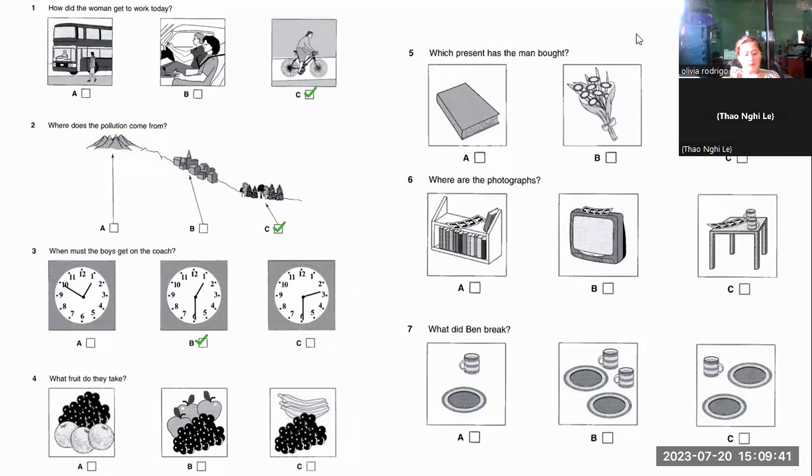Four. What fruit do they take? Mum, have we got any fruit to take on the picnic? There were some oranges and bananas. Here are the bananas. Let's take those. Oh, the oranges have all gone. What about taking some grapes or apples as well? Okay, let's take the grapes. That'll be enough. Now listen again. Mum, have we got any fruit to take?